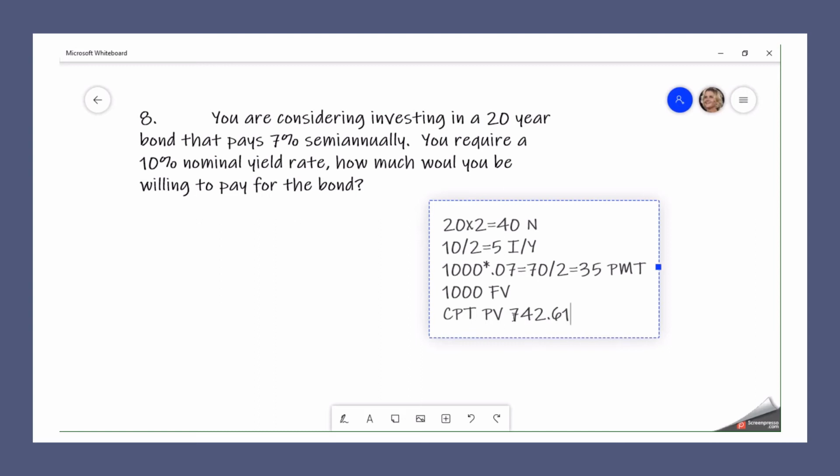So it would be at a discount because it is paying 7% interest, but we would require a 10% yield, so we would not be willing to pay the whole $1,000. We would expect it to be at a discount because what we need to make is higher than what they are currently paying. So that's the most that we would be willing to pay for that bond.